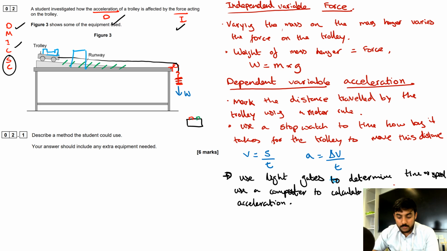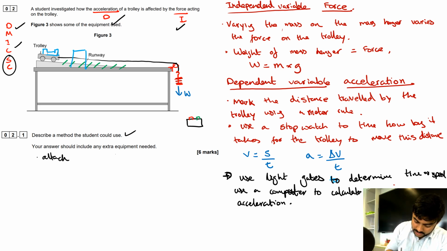Before we do the control variables, I want to mention that this would give us around 4 marks. To get it to the 5 and 6, we need to tick off everything that they've asked us to do. We've described a method, but have we listed any extra equipment? We've drawn it out, but we haven't listed it. So let's talk about it.